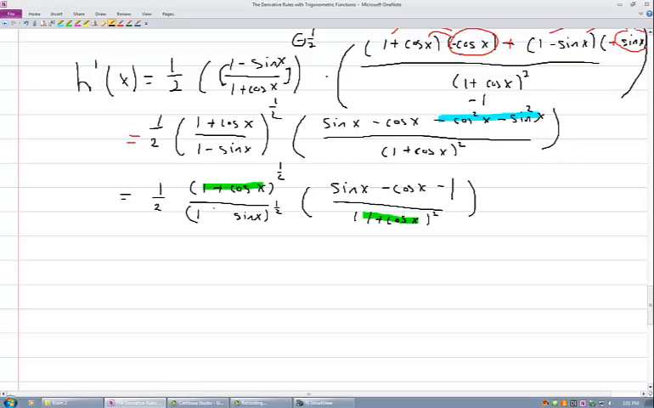This is not plus here. That's actually minus. So what I can do here is write this as equals, and let's just draw one big line, one big vinculum. And so here I have sine of x, and then minus cosine of x, minus 1. And then I have a 2 on the bottom, and then I have a square root, 1 minus sine of x.